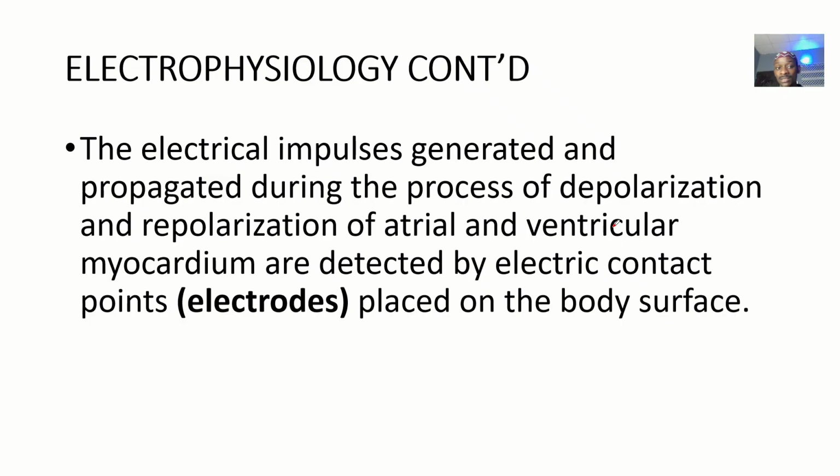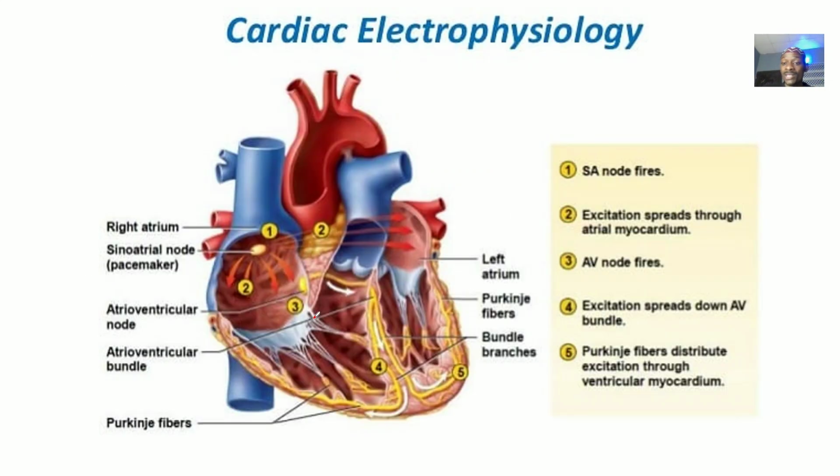Now, the electrical impulses generated and propagated during the process of depolarization and repolarization of the atrial and ventricular myocardia are detected by the electric contact points, that's the electrodes that can be placed on the body. So when you place the electrodes on the body, those electrical signals and lines are because of all these electrical wave movements that are ongoing in the heart.